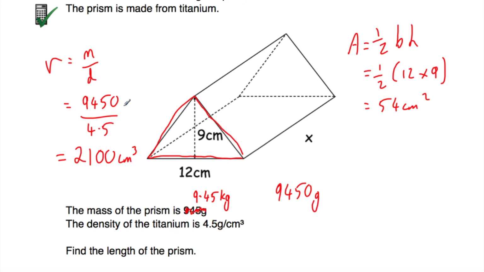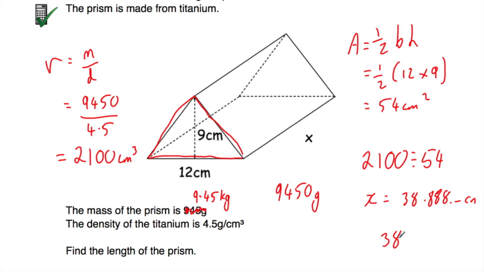Now, this is fantastic, because if we divide the volume by the cross-sectional area, we'll find the length. So let's do 2,100 divided by 54, and that'll tell us x, the length of this prism. So x is equal to 2,100 divided by 54, which is 38.888 and so on centimetres. So that's fantastic. We've found the length of the prism. The length of the prism is 38.888 and so on centimetres, or if we round that to 2 decimal places, that'll be 38.89 centimetres to 2 decimal places.